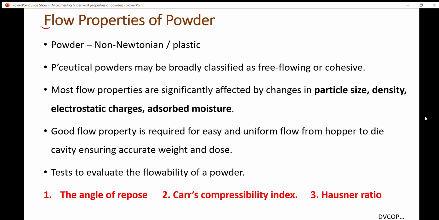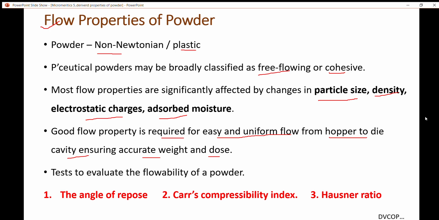The next and very important derived property is flow property. Generally, powders behave as a non-Newtonian or plastic system. Pharmaceutical powders are classified as free-flowing or cohesive powders. This flow property generally depends on particle size, density, electrostatic charge on a particle, and adsorbed moisture. Good flow property is required for ease and uniform flow from the hopper to the die cavity for an accurate weight and accurate dose of a drug.